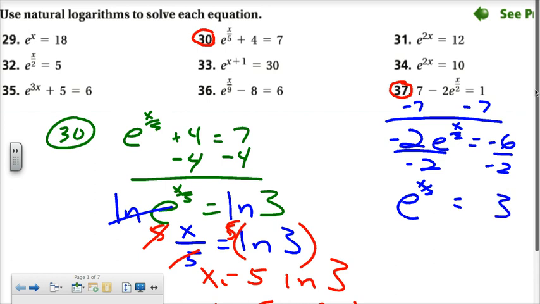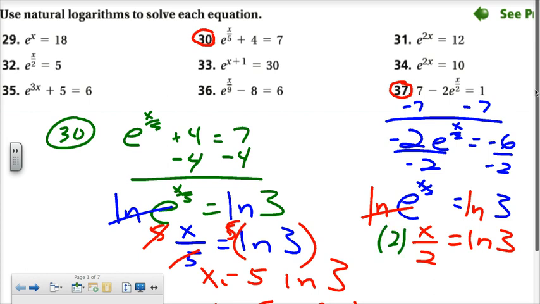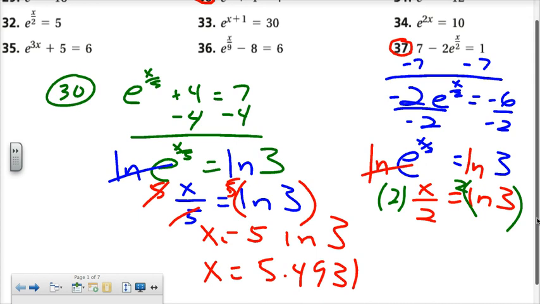And again, we need to get rid of that e so we can gain access to the x, and that means we're going to take the natural logarithm of both sides. And because e as a base and natural logarithm are inverses of each other, we get x over 2 equals the natural log of 3. And then we would go ahead and multiply both sides by 2, being very careful not to put the times 2 in the back. We want the entire natural logarithm of 3 to be multiplied by 2.